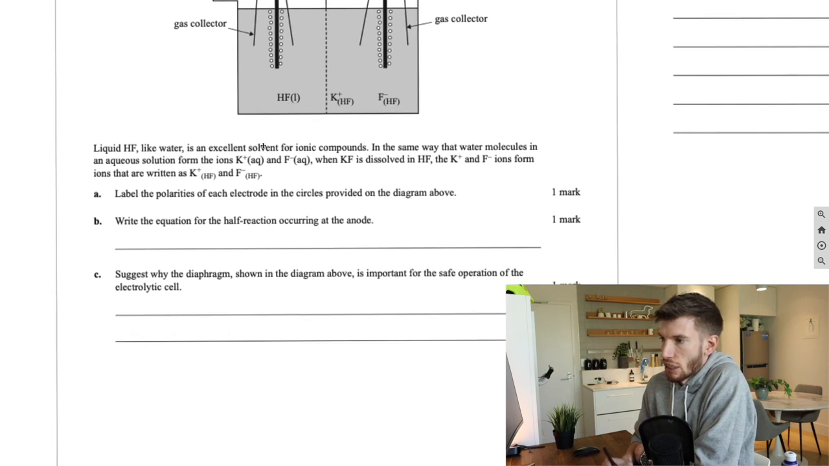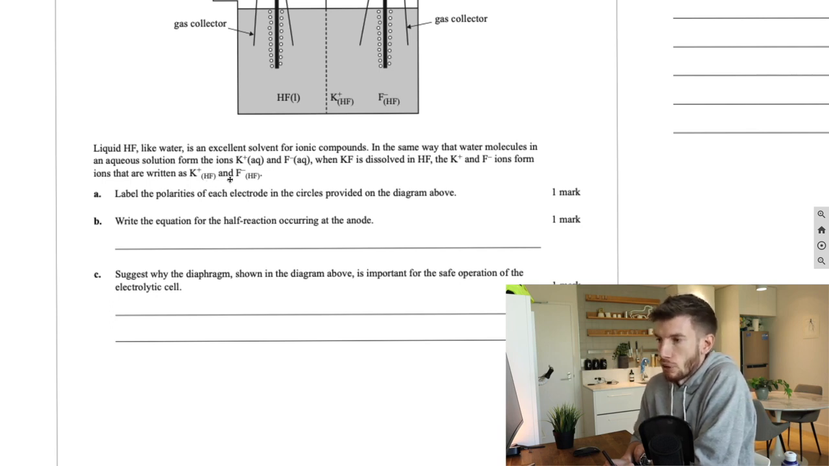Liquid HF, like water, is an excellent solvent for ionic compounds, in the same way that water molecules in an aqueous solution form ions. When KF is dissolved in HF, the K+ and fluoride ions form, as they're written with HF. Normally we say aqueous, but because we're using a hydrofluoric acid solvent, we can put that in the subscript there, is what they're telling us.